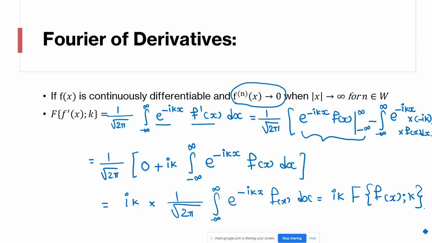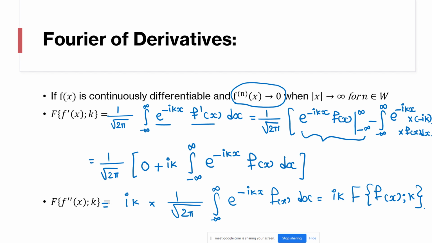So Fourier of the derivative is actually simple, but the only thing is we have to consider functions whose nth order derivative converges towards 0 whenever our variable converges towards infinity or minus infinity. So the Fourier of a single derivative is nothing but ik times the Fourier of f of x converted to variable k. Now the general question arises, what would happen for the second order derivative?